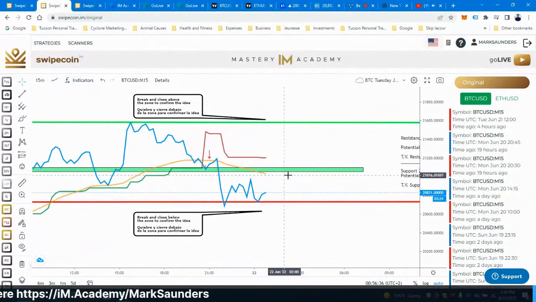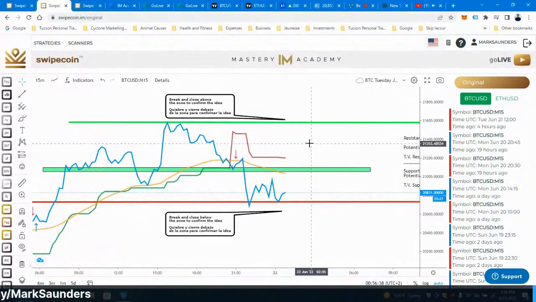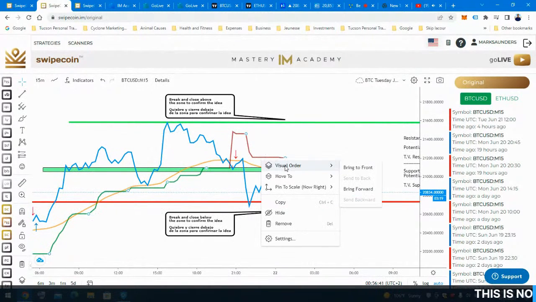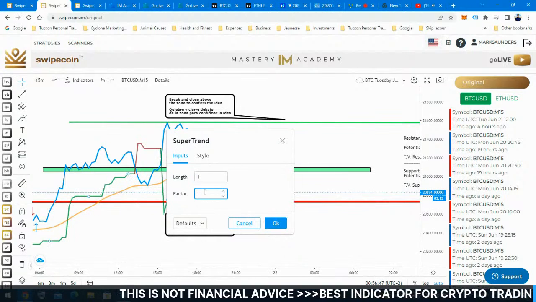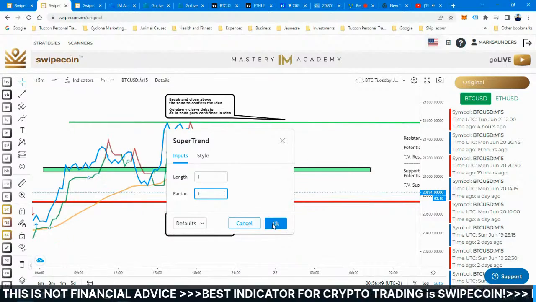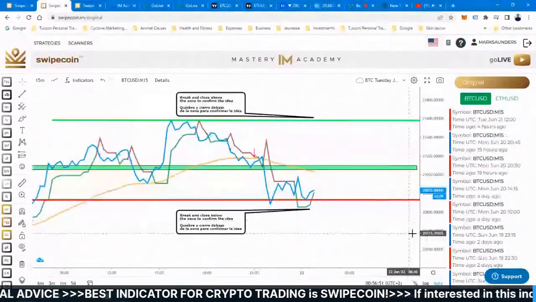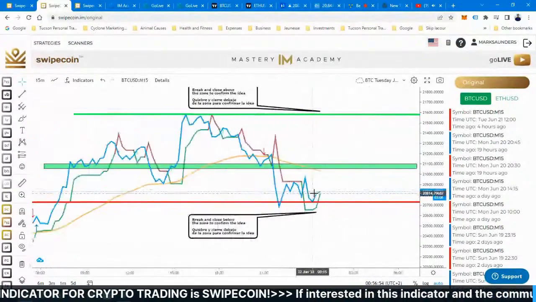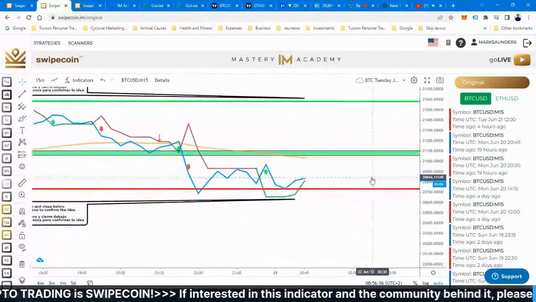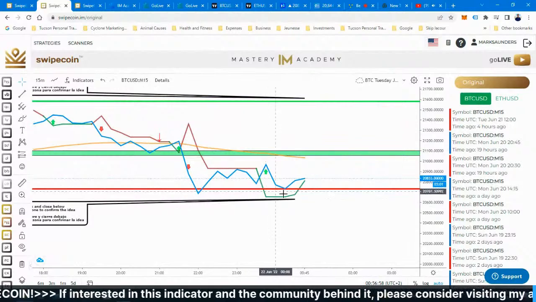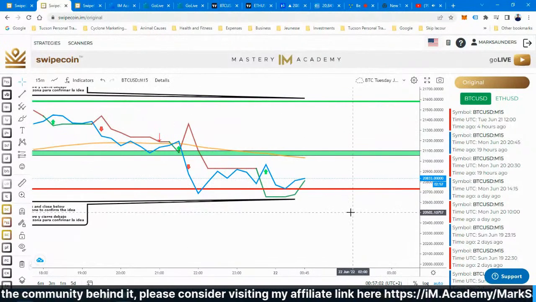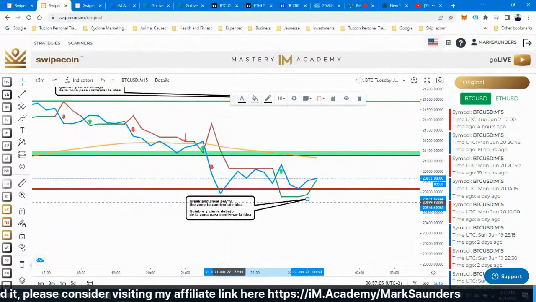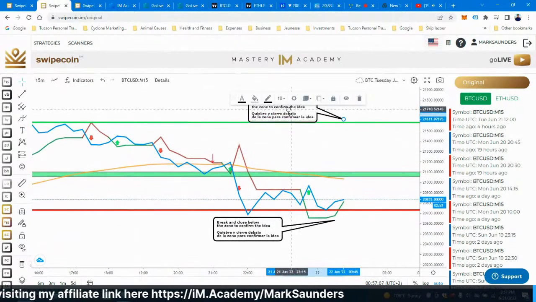Swipecoin just put it in there. Super Trend is a unique indicator to the IM Academy, and it really gives you an idea. Right now, currently, Bitcoin is buying, but it's right here. So we'll see if it switches to red and if it'll break through. That's what I'm currently going to be looking out for, personally.